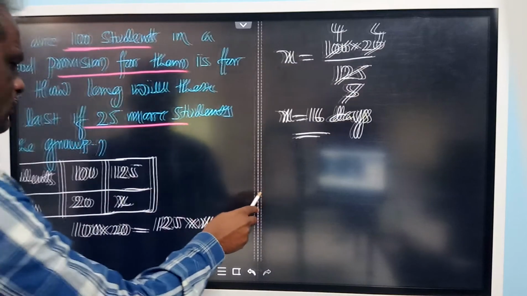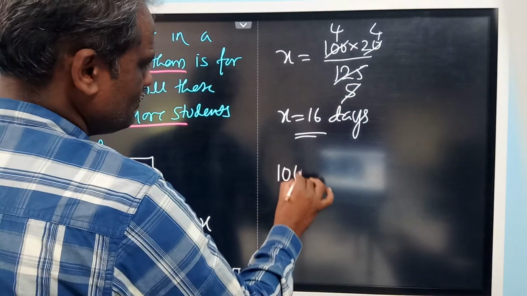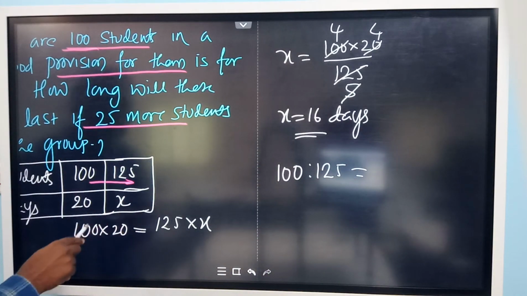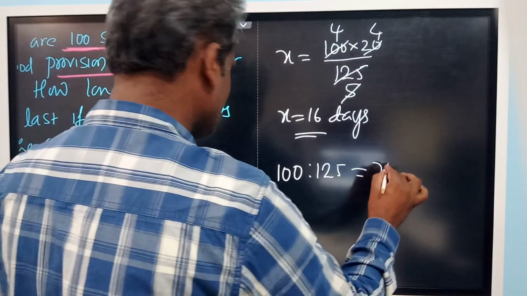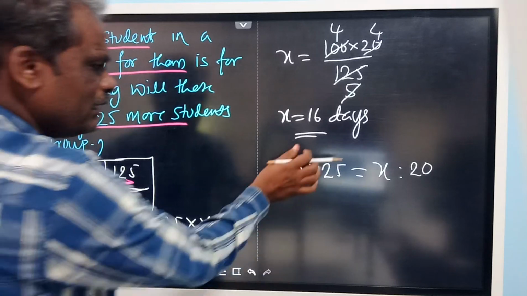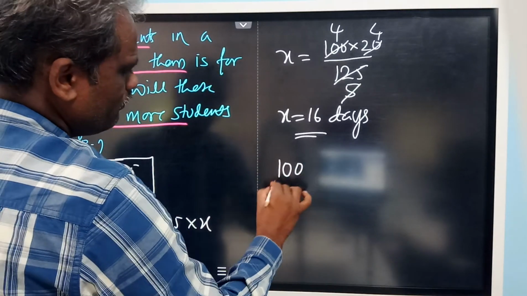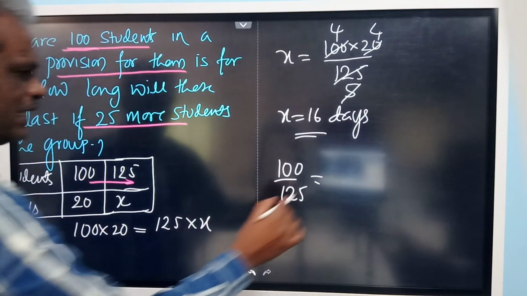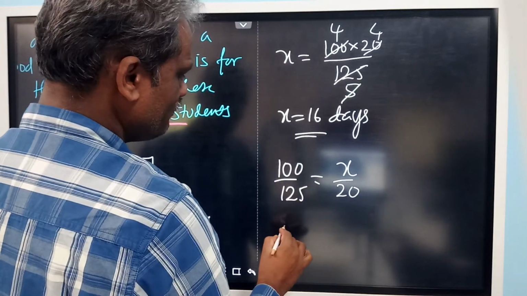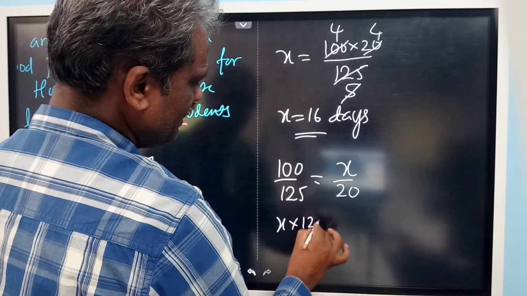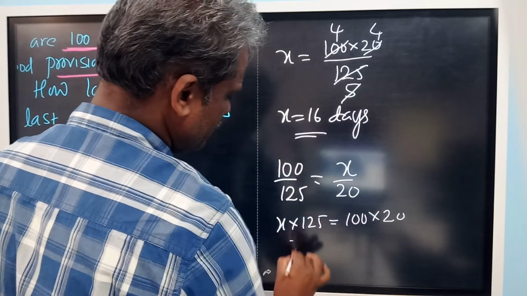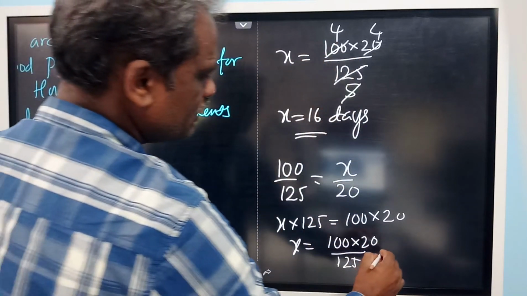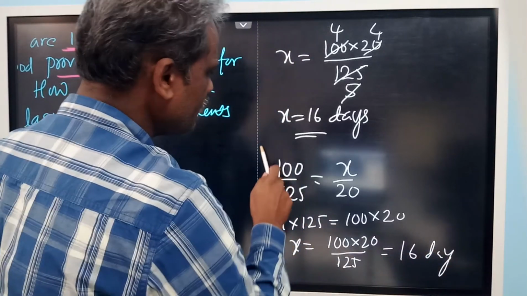In another way, take the ratio 100 is to 125, equal to, writing like this. This cannot be in the same order. Change the order. It is equal to X is to 20, isn't it? Or you can write like this, 100 divided by 125 in this direction, but here you will change the order, X by 20. So multiply this one, X into 125 is equal to 100 into 20. So X is equal to 100 into 20 divided by 125, same thing you are getting, 16 days. So you can do it in two ways.